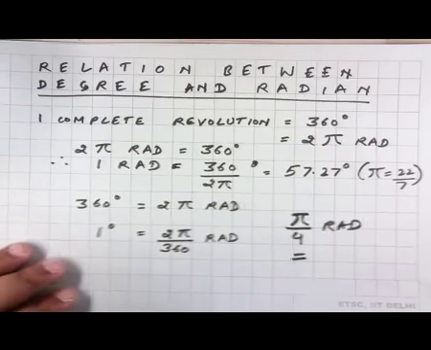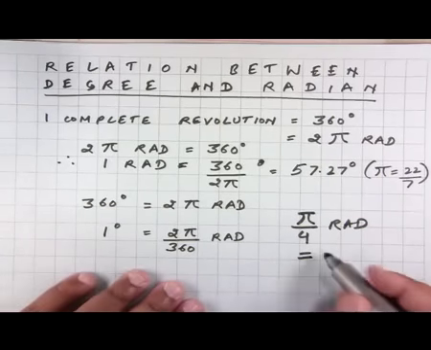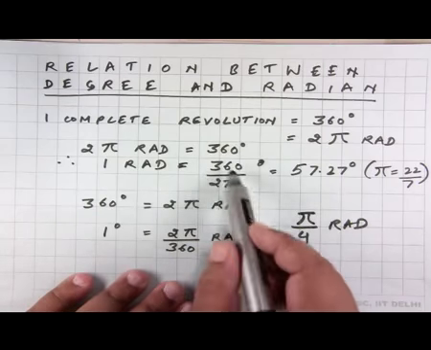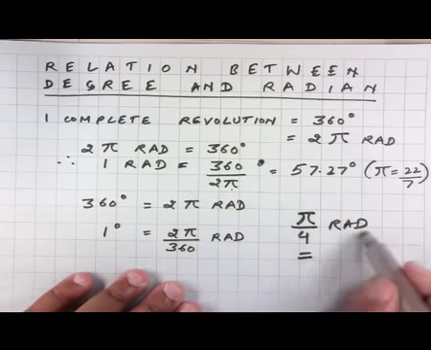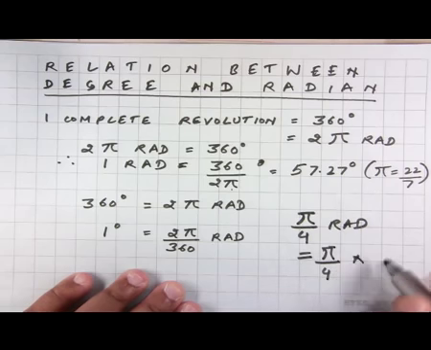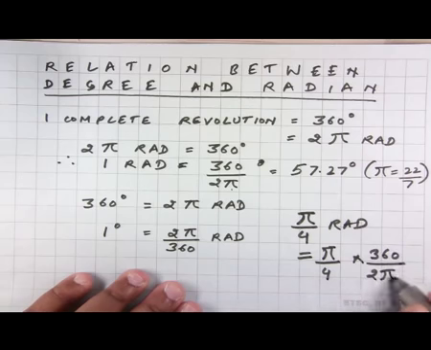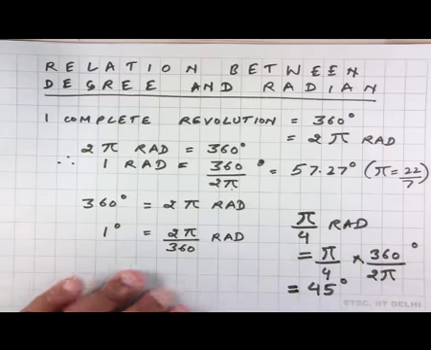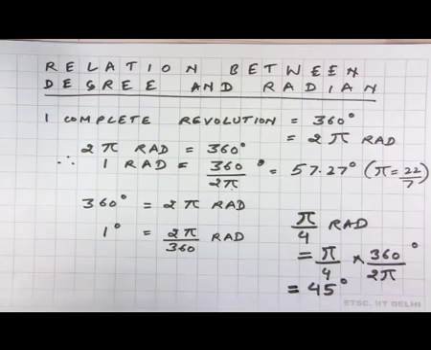So, it is very simple. Since 1 radian is 360 by 2 pi degrees, pi by 4 radians will be pi by 4 times 360 upon 2 pi degrees, which is going to be equal to 45 degrees. So, that is how you convert from radians to degrees.